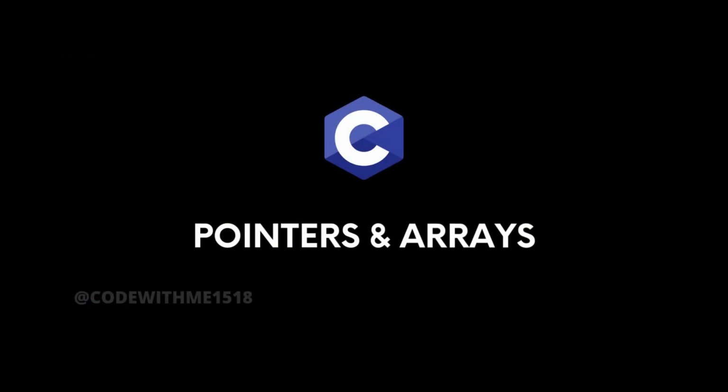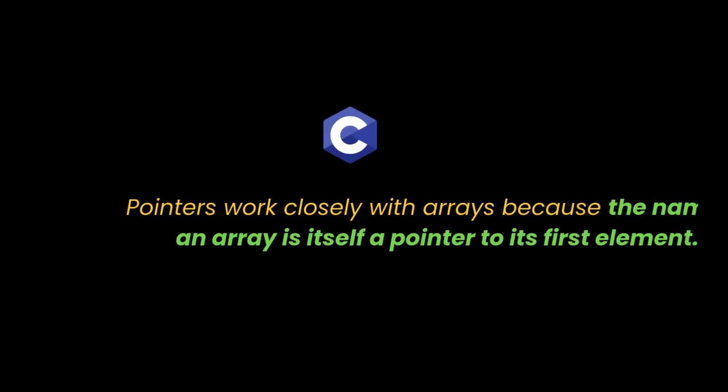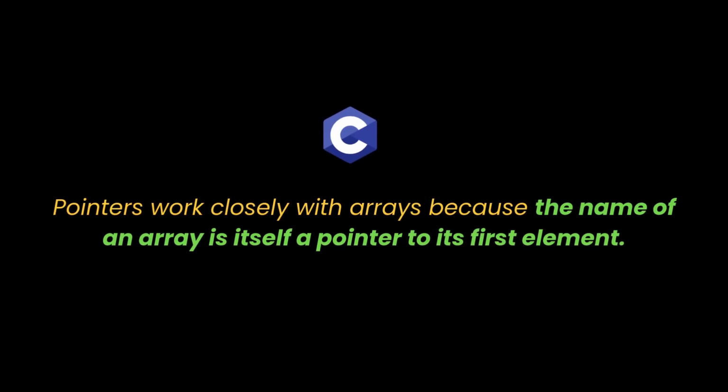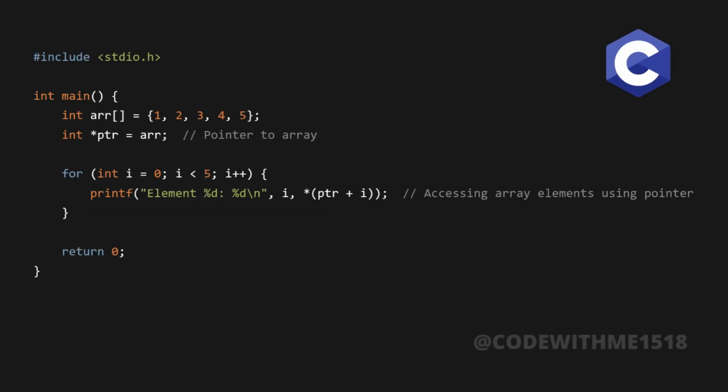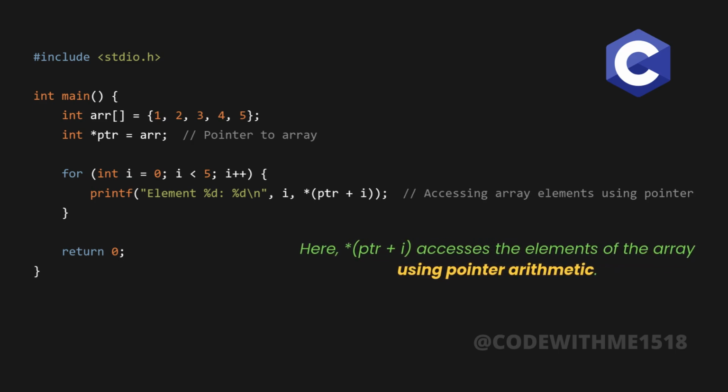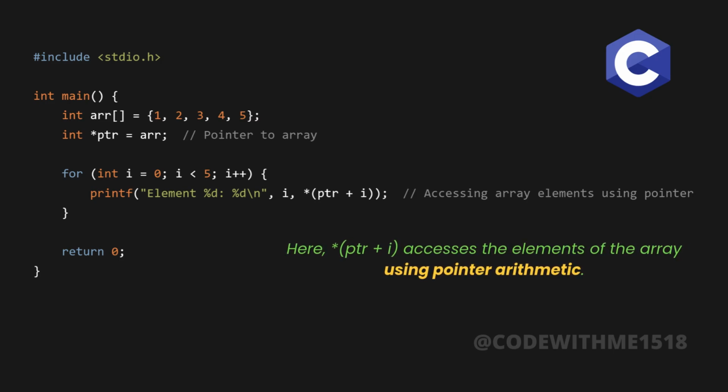Pointers and arrays. Pointers work closely with arrays because the name of an array is itself a pointer to its first element. #include <stdio.h>, int main, int arr[] = {1, 2, 3, 4, 5}; int *ptr = arr; pointer to array. for int i = 0; i < 5; i++, printf element %d, *(ptr + i). Accessing array elements using pointer. Here, ptr + i accesses the elements of the array using pointer arithmetic.